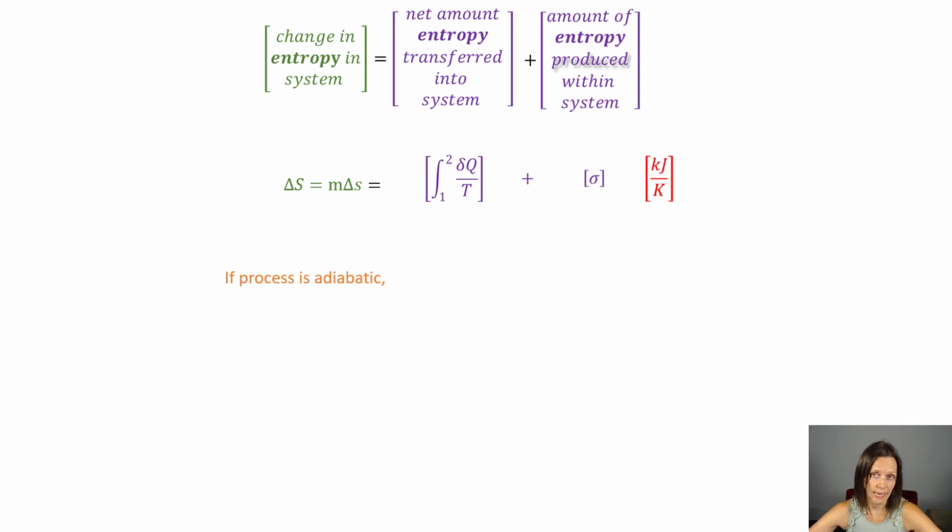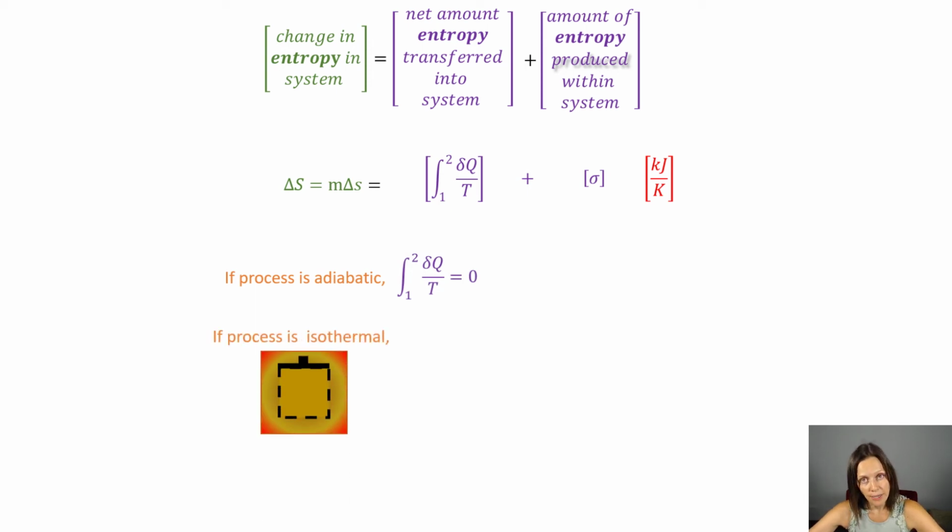Let's go back to that heat transfer term there. If the process is adiabatic, that integral becomes very easy to evaluate because your Q is 0, so that quantity right there is 0. The other case that we'll look at in this class is if the process is isothermal.